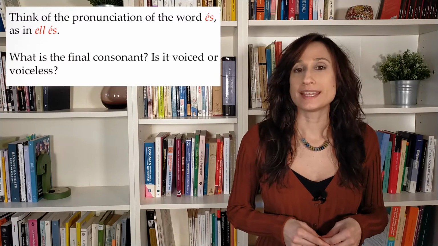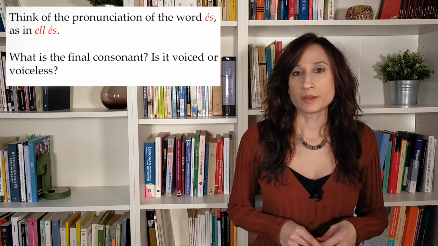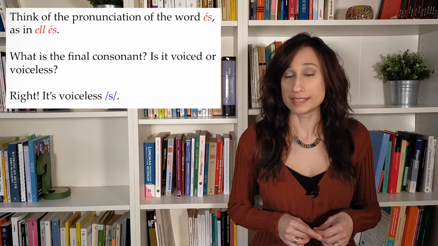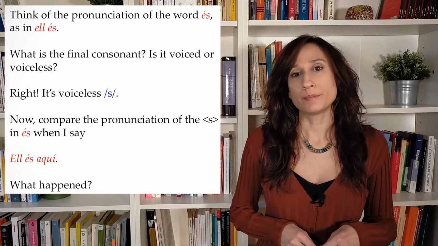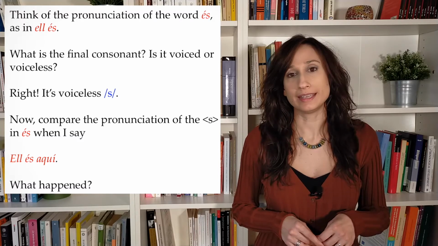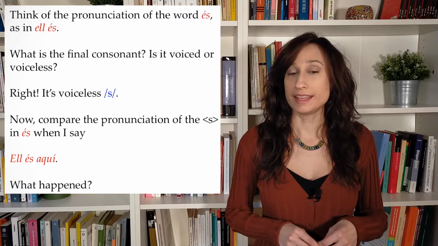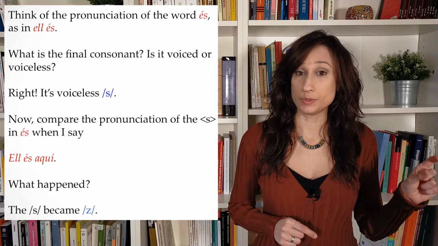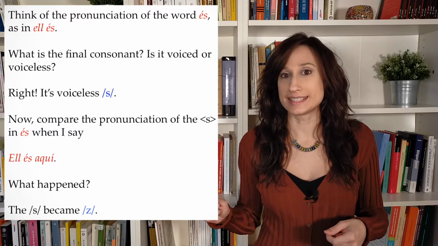Let's think of the word "és", as in "ell és". At the end of the word "és", the final consonant, what do you think it is? It's a voiceless S, "ell és". Right? It's completely voiceless. Now, what happens if after "és" you say the word "aquí" and you put it all together? How do you pronounce it? "Ell és aquí." So what happened? That S that used to be voiceless is now voiced, isn't it? So this is a process of voicing.